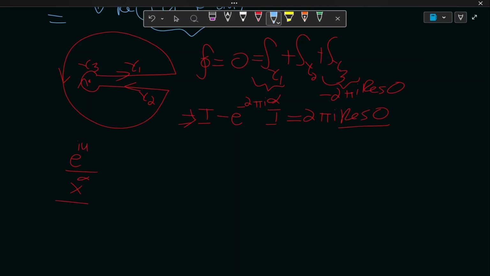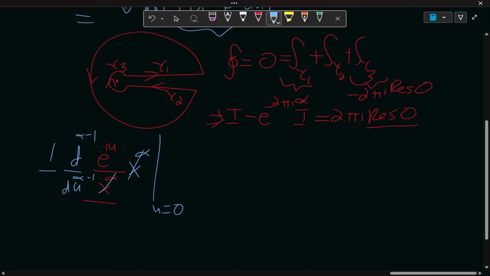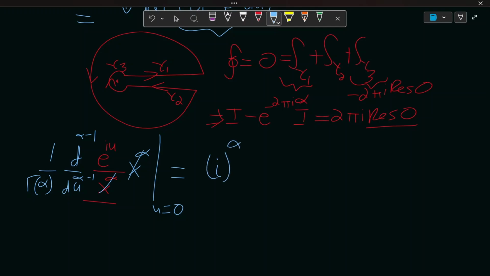that is multiply it by some x to the alpha, right? These are going to cancel, and then we have to take the alpha minus 1th. So alpha minus 1th. Alpha. Okay, now it is. Alpha minus 1th derivative at u equals 0. And then the formula also includes an extra factor of 1 over gamma of alpha right here. And this right here, we can clearly see, is just going to be i to the alpha minus 1, and then just divided by gamma of alpha.